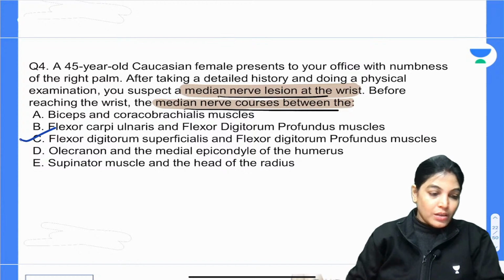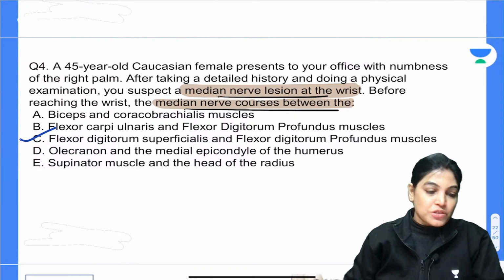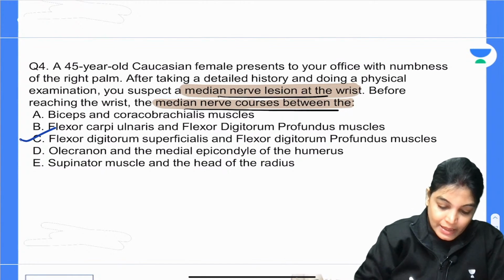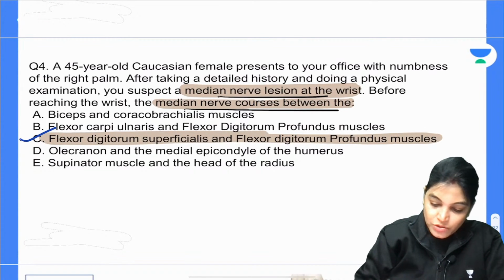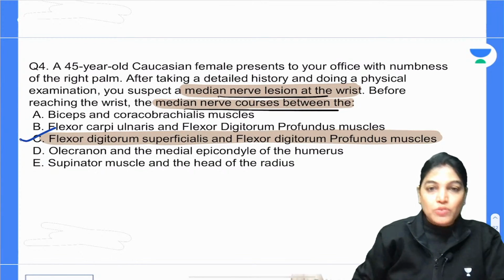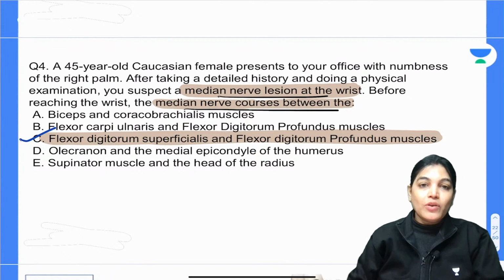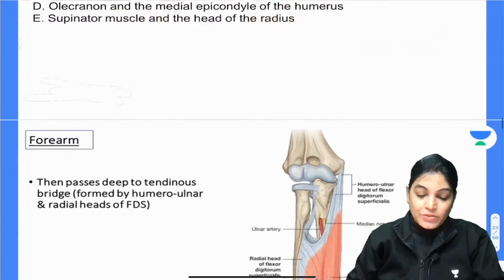Okay. Now, Tripti has given C with a question mark. Tripti, you are absolutely correct. The correct answer is flexor digitorum profundus and flexor digitorum superficialis. So C is absolutely correct answer, dear. Let me tell you about median nerve in brief and show you this relation.